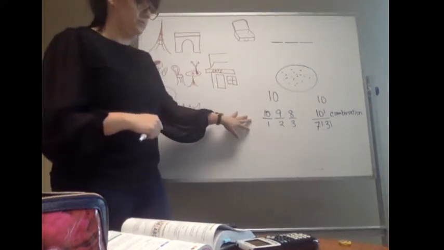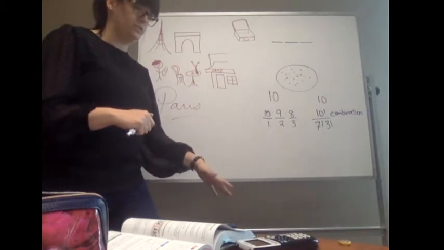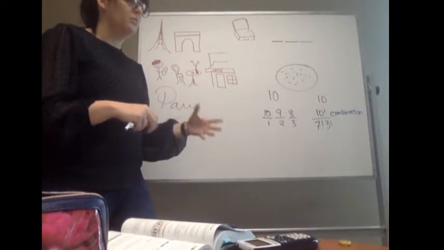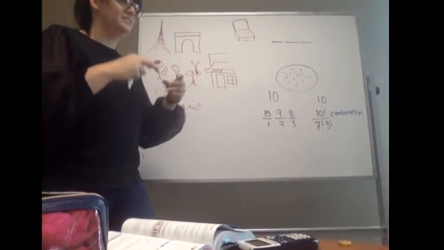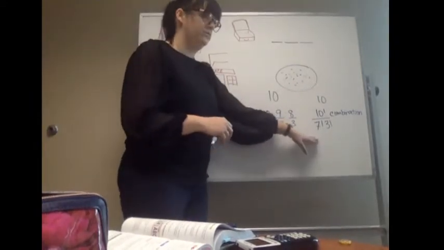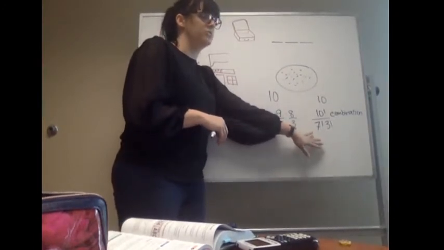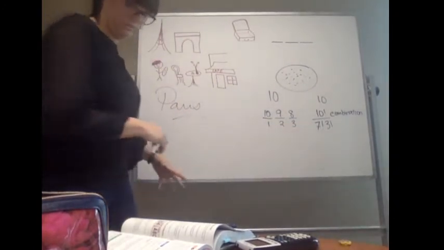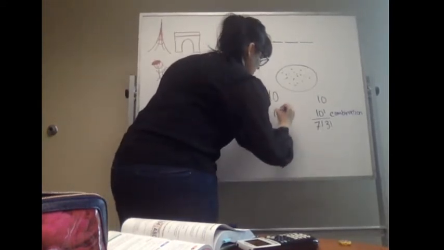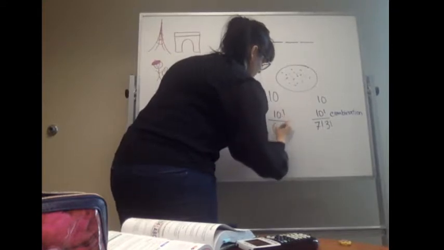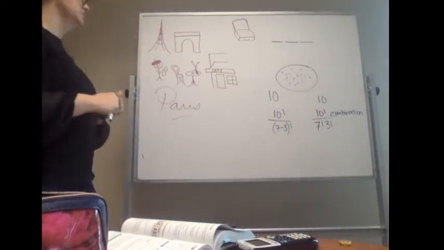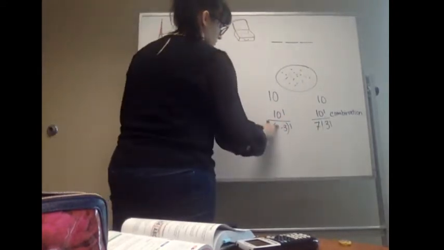Now, the permutation is similar to the combination because we're still finding a group of 3 out of the 10, right? But within every group of 3 that we select, there's a different number of possibilities of how those 3 could be arranged. So the formula for a permutation, we would expect it to look similar to a combination, but it has just a little bit more involved. The formula for permutation would then be 10 factorial over 7 factorial, or 10 minus 3 factorial.